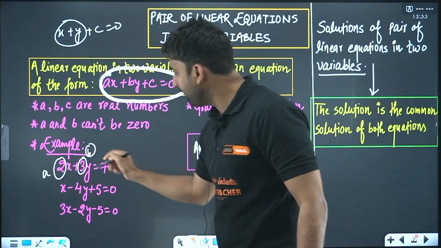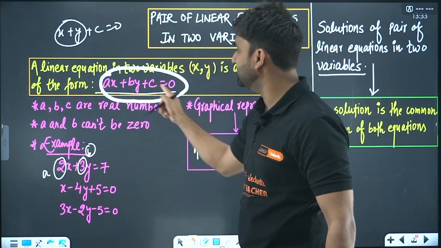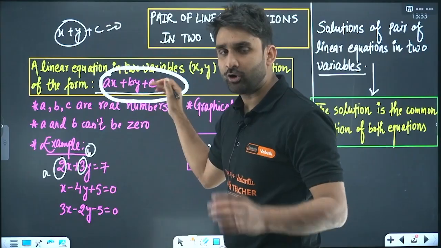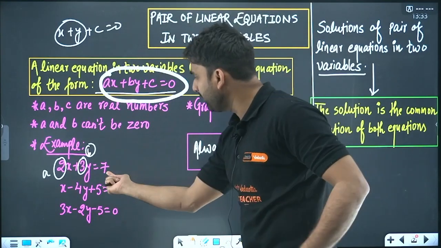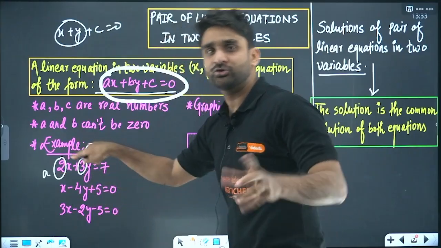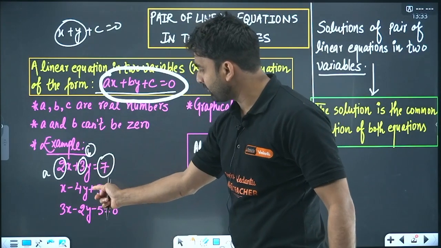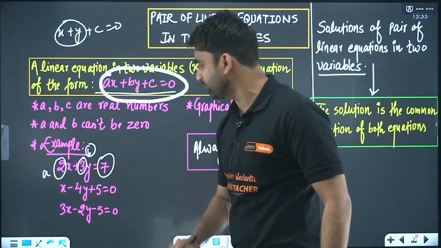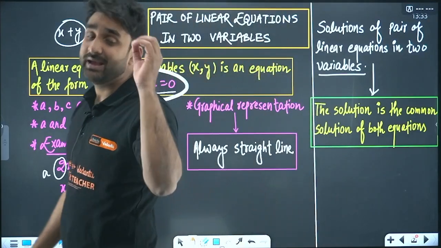3. And if we bring this c, this 7, to that side, because the general format is the standard format, so always make sure to keep c on the same side as a and b. So if we bring this 7 to that side, c will become minus 7. Similarly, x minus 4y plus 5 equals 0, 3x minus 2y, they all are linear equations in two variables because x and y are there.